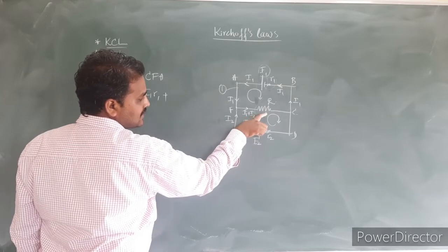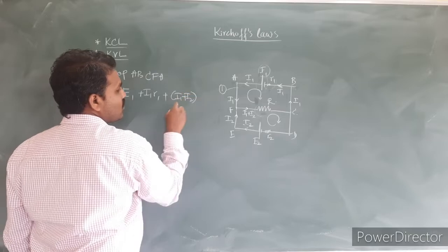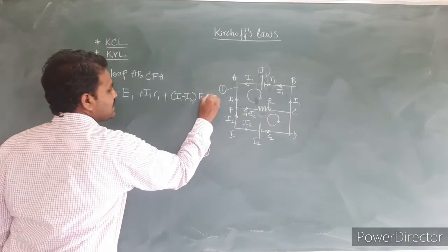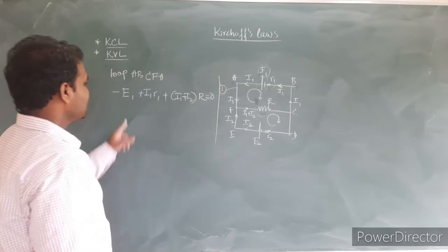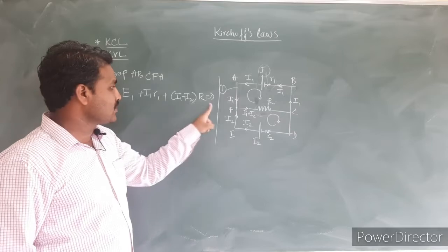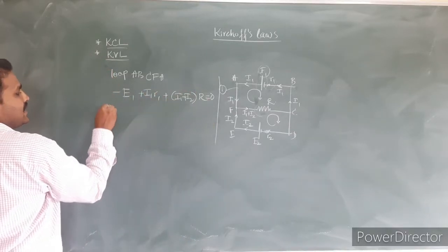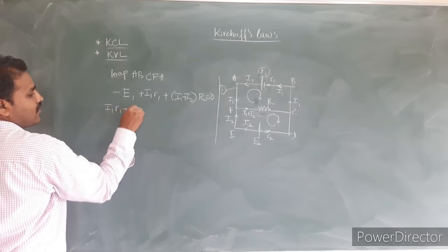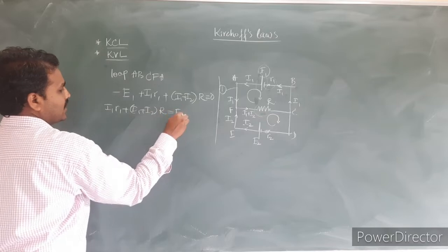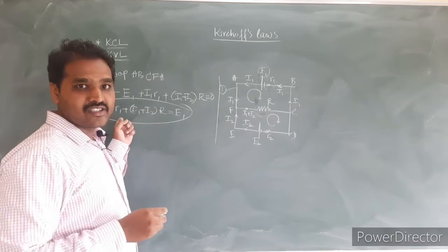And what is the magnitude of that potential drop? The current through this resistance is what? I1 plus I2, is it not? I1 plus I2 into the magnitude of its resistance is what? Capital R, and that is equal to what? 0. Yes, the net sum of EMFs and the potential drops is equal to 0. By considering this, we can take E1 to the right side and write I1 R1 plus I1 plus I2 into R is equal to E1.